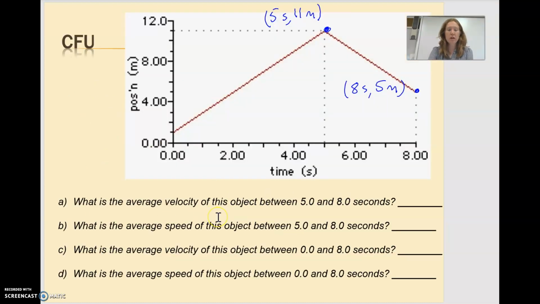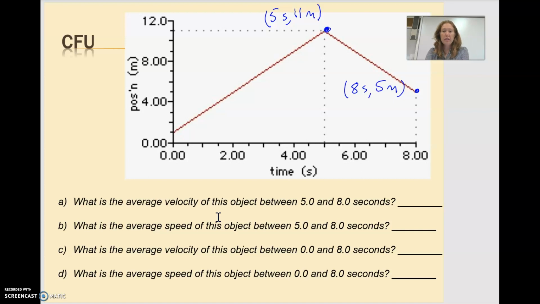So let's do an example here. And I labeled some points. I've got 5 seconds. This thing is at 11 meters. You can see that on the graph. And then at 8 seconds, it's at 5 meters. Okay, so it's going in the negative direction. That's what that negative slope means.